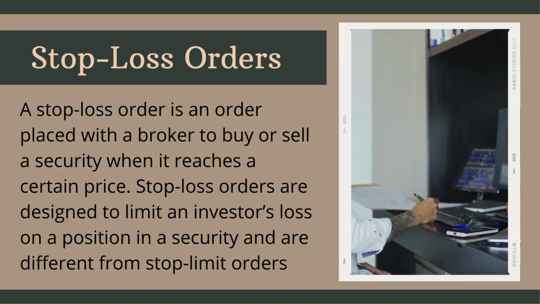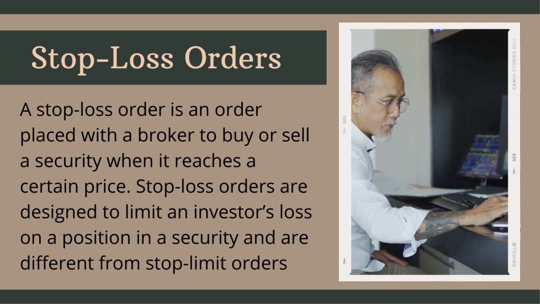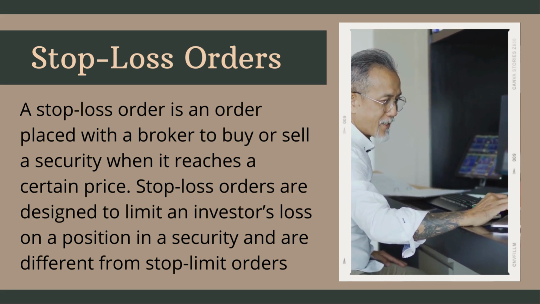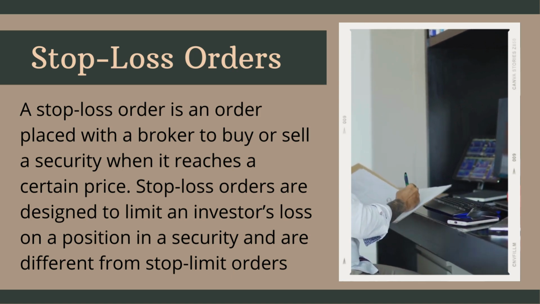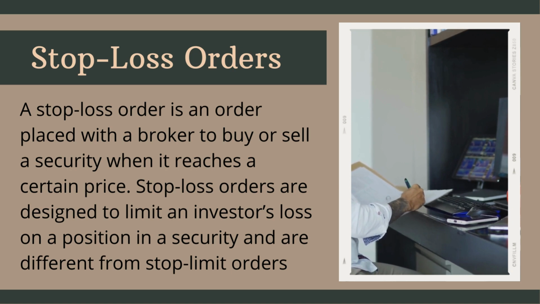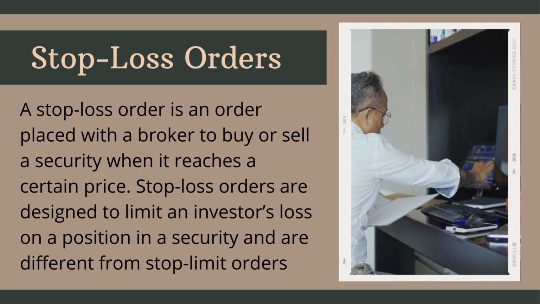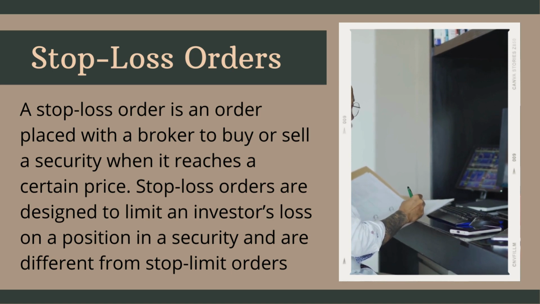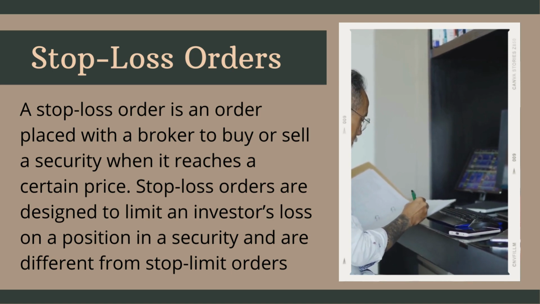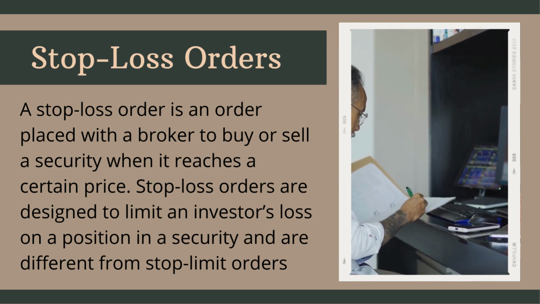The fourth way to manage investment risk is a stop-loss order. It is an order placed with a broker to buy or sell a security when it reaches a certain price. Stop-loss orders are designed to limit an investor's loss on a position in a security and are different from stop-limit orders. When a stock falls below the stop price, the order becomes a market order and executes at the next available price. For example, a trader may buy a stock and place a stop-loss order 10% below the purchase price. Should the stock drop, the stop-loss order would be activated, and the stock would be sold as a market order.